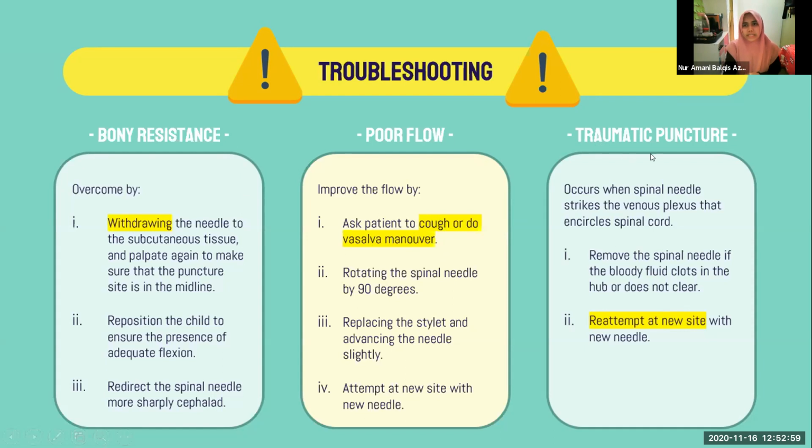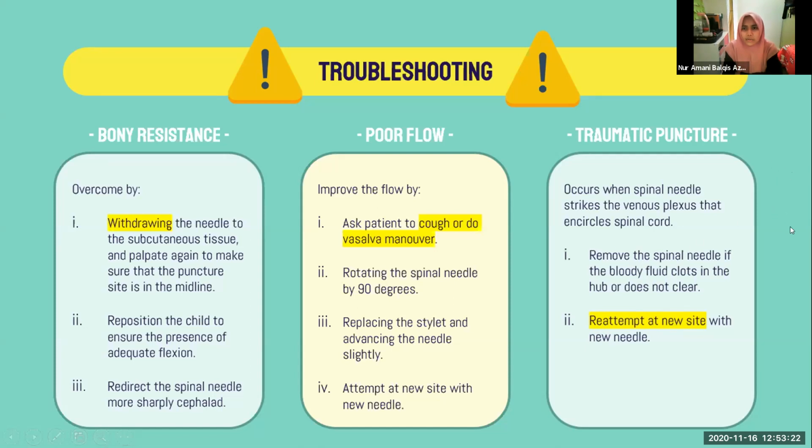And the last one is traumatic puncture. Traumatic puncture is a condition where the spinal needle strikes the venous plexus, so it will lead to blood, bleeding. Okay, so what to do? Remove the spinal needle and try to reattempt at a new site.